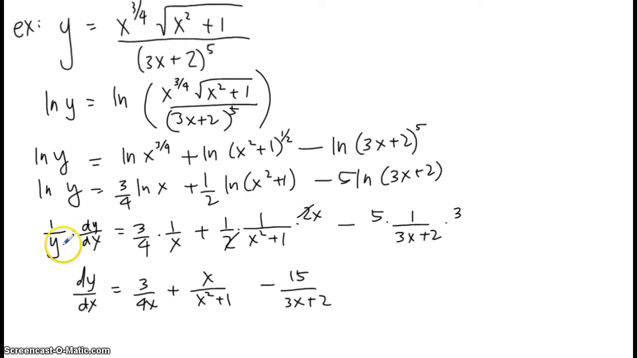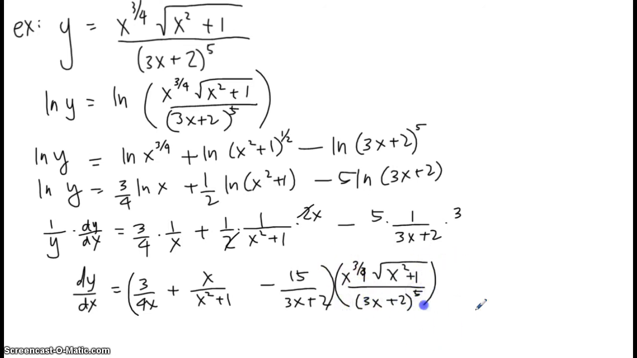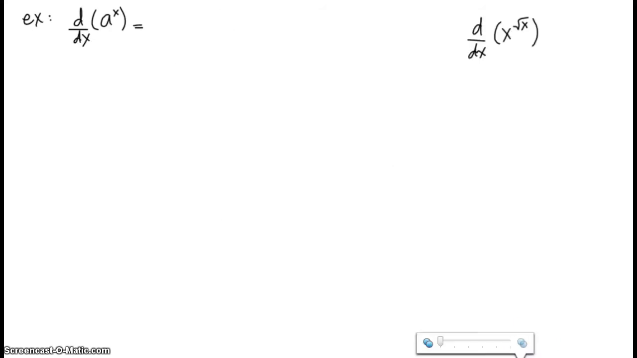I did not take care of this y yet, so what I'm going to do is multiply both sides by y, which essentially we have right here. So that hairy thing does need to go into the equation, so I'm going to replace that y with this y in terms of x. So I'll multiply it by x to the 3/4 times square root of x squared plus 1 all over 3x plus 2 to the 5th power. And that's my derivative. So let's take a look at our next example.